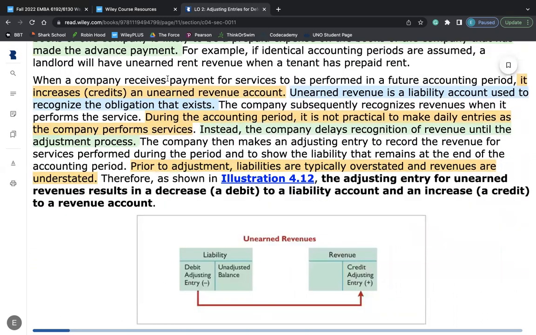When a company receives payment for services to be performed in a future accounting period, it increases, or credits, an unearned revenue account. Unearned revenue is a liability account used to recognize the obligation that exists. The company subsequently recognizes revenues when it performs a service. During the accounting period, it is not practical to make daily entries as the company performs services. Instead, the company delays recognition of revenue until the adjustment process.